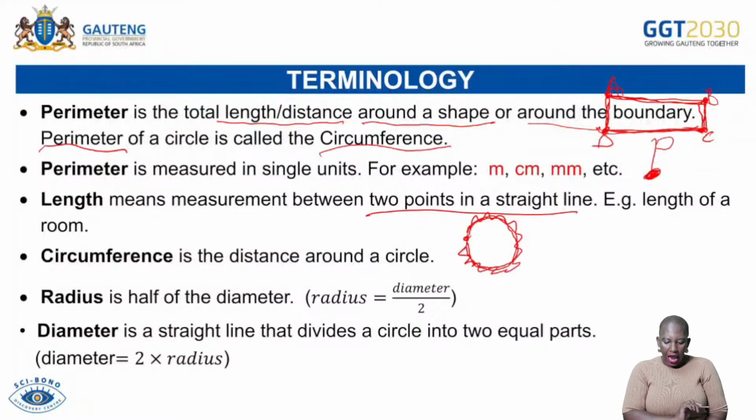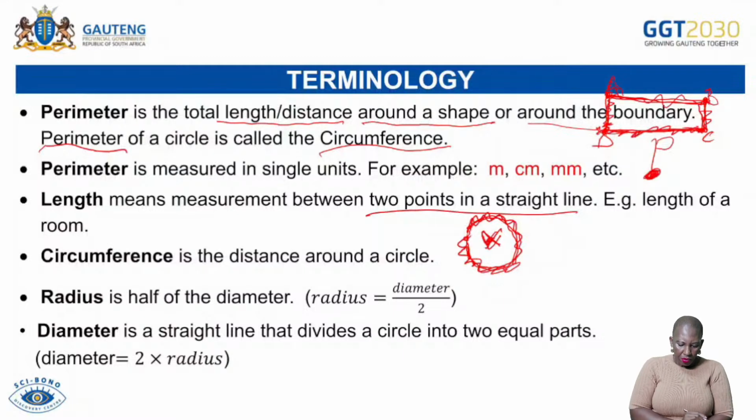I am not focusing on the inner part. I'm not talking about this part. I am only talking about the outer part. Even when I do the perimeter, it is only on the outer part. I don't touch where there is the weight. I only touch outside. And then we have the radius. What is radius? Radius is half of the diameter, meaning radius is the diameter divided by 2. And the diameter is a straight line that divides a circle into 2 equal parts.